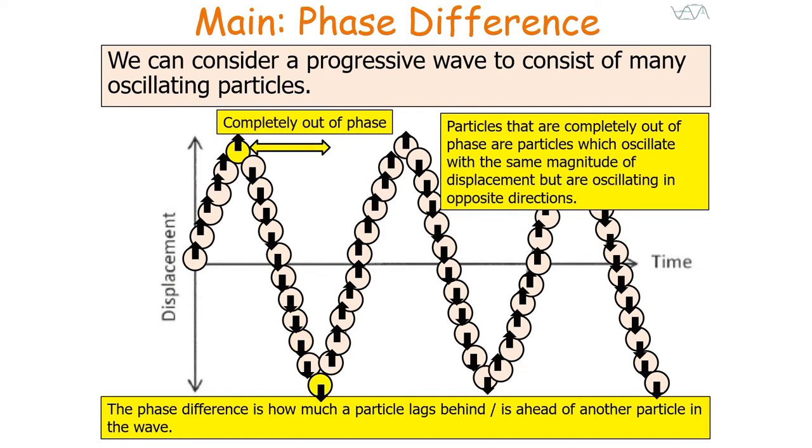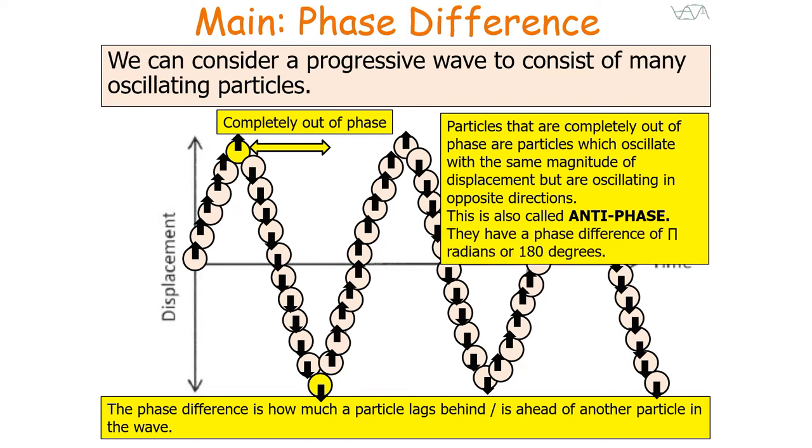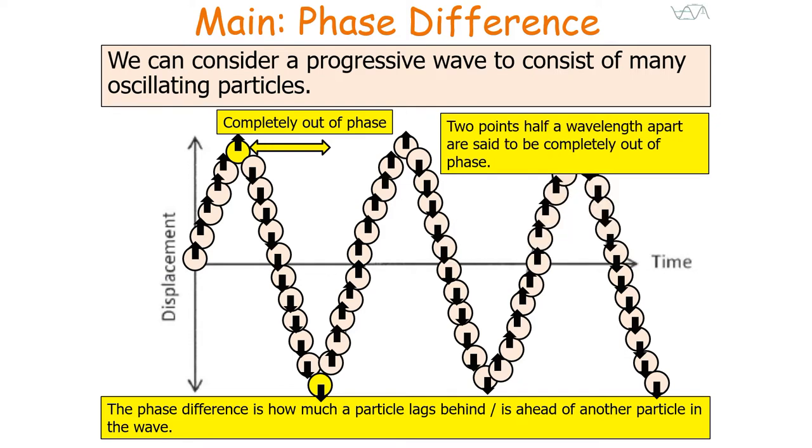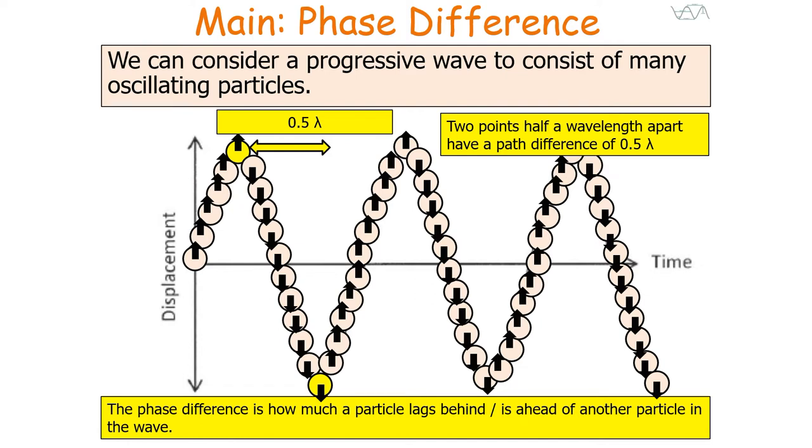Now, particles that are completely out of phase are particles which oscillate with the same magnitude of displacement but are oscillating in opposite directions. So we can also call this antiphase. Now, particles that are completely out of phase or in antiphase have a phase difference of pi radians, or 180 degrees, because two points that are half a wavelength apart are said to be completely out of phase. So they have a path difference of half a wavelength.